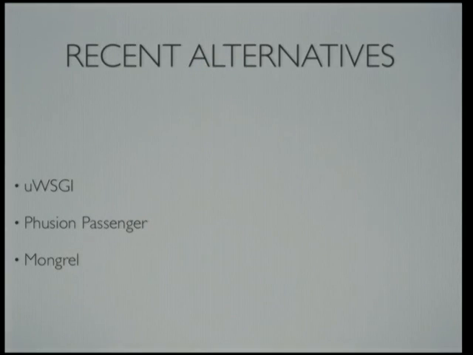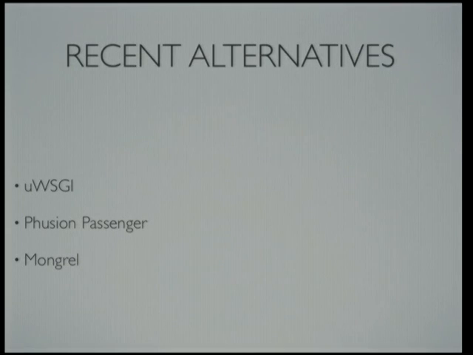Recent alternatives to FastCGI, we have uWSGI, Phusion Passenger, and Mongrel. uWSGI started in Python, it's now branching into other languages. Phusion Passenger and Mongrel started in Ruby, and they've now started to add in support for Python and WSGI, although they both sort of regard it as experimental, I think, at this point.